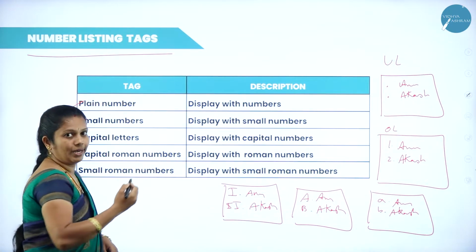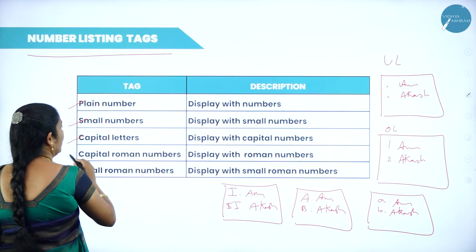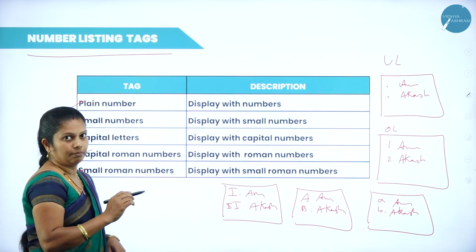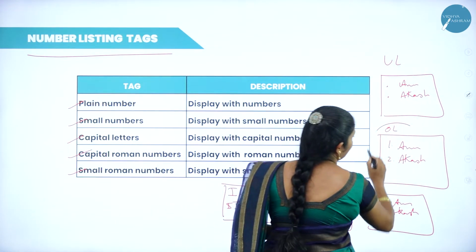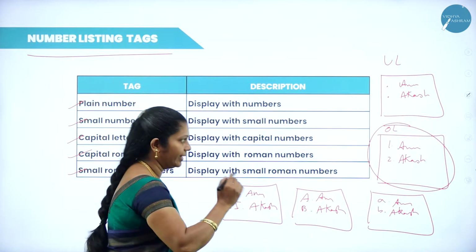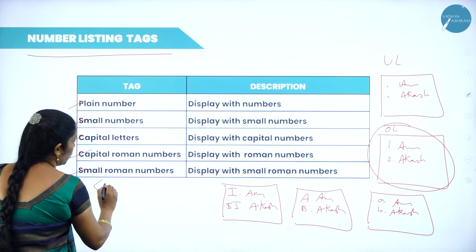In the same way, small letter Roman numbers also we can display. Capital Roman numbers, small Roman numbers. To display that, for example, I want to display the content in the format of 1, 2, 3, 4. Then you have to write the general syntax OL.